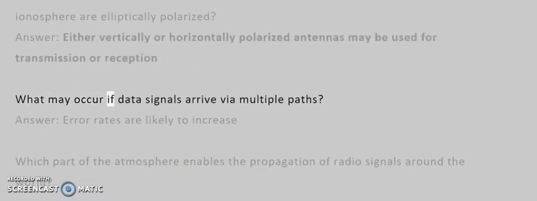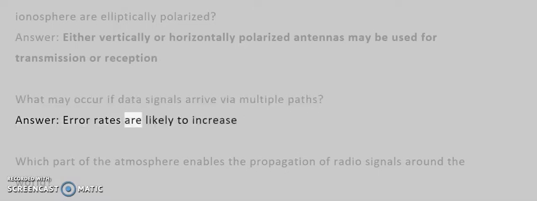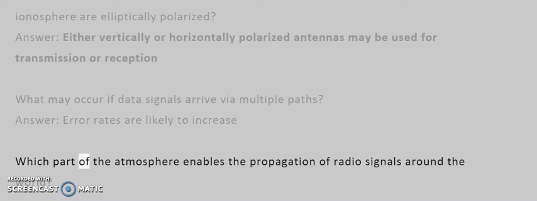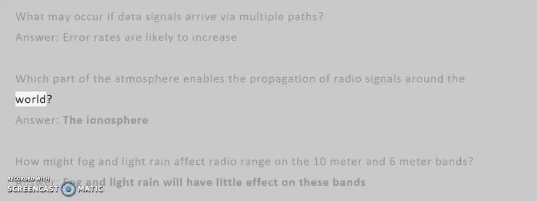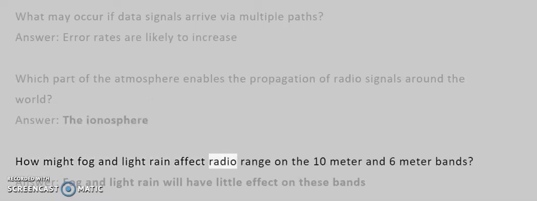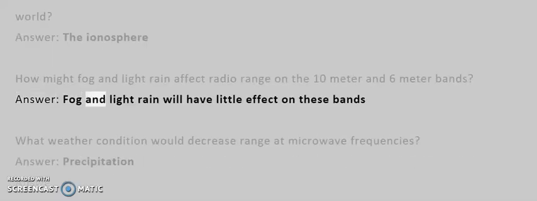What may occur if data signals arrive via multiple paths? Answer: Error rates are likely to increase. Which part of the atmosphere enables the propagation of radio signals around the world? Answer: The ionosphere. How might fog and light rain affect radio range on the 10-meter and 6-meter bands? Answer: Fog and light rain will have little effect on these bands.